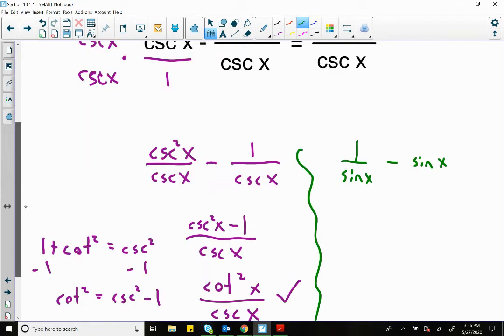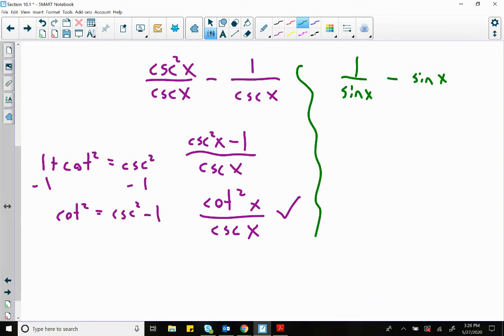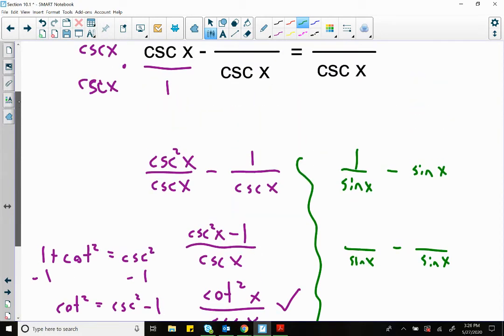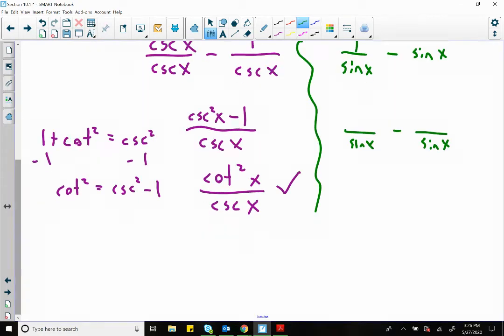Okay? And then again, you're just going to put fractions together. So what you have here, you'll be getting sine x minus, again, sine x. Is anybody squared up here? I'm missing... Nope, that's right. So we're going to multiply this guy by sine x over sine x.